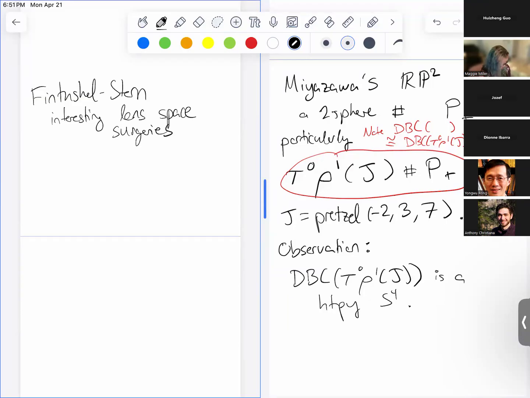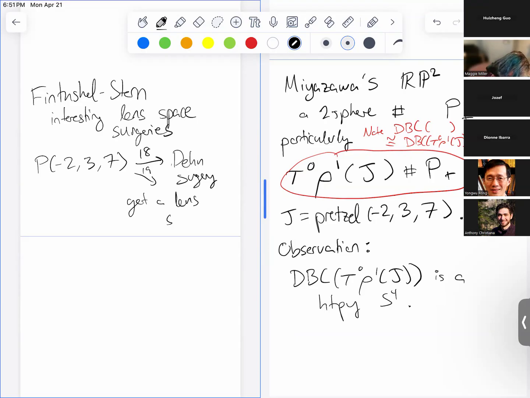And this knot is one of my favorite examples, where they show that for the pretzel knot P(-2,3,7), if you do either 18 or 19 Dehn surgery, then you get a lens space. I really like it as an example because the proof is, here's a surgery diagram, just sort of check. I like that kind of argument, so that's kind of fun.